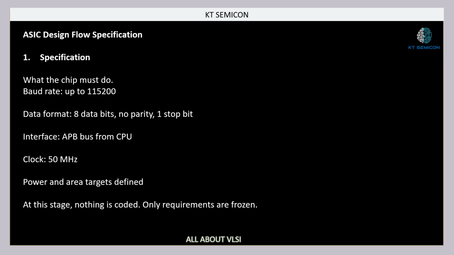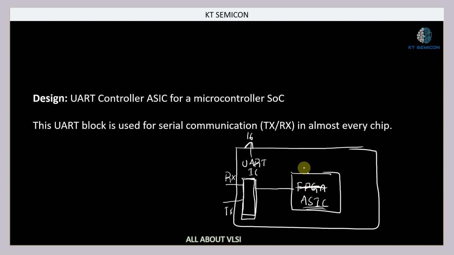So first one is specification. Now, what is this ASIC chip going to do? That is what we are going to specify. And please remember, we are not designing this IC. This IC is already designed. What we are going to design is an ASIC chip which is going to control this UART. So this is going to act as a controller. This ASIC chip is nothing but a UART controller.